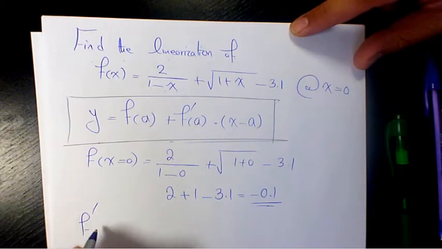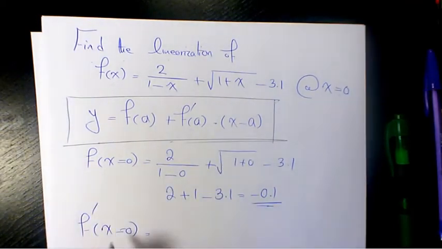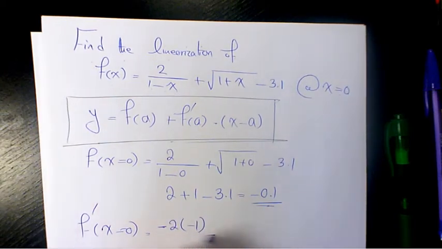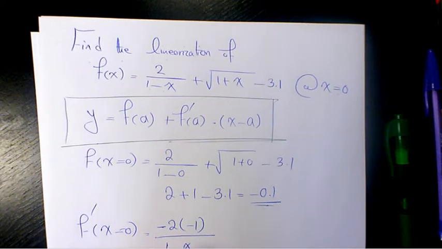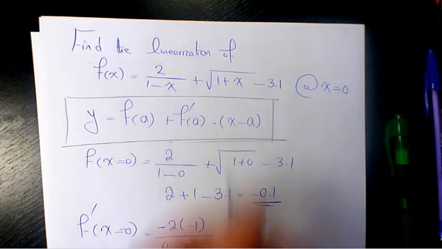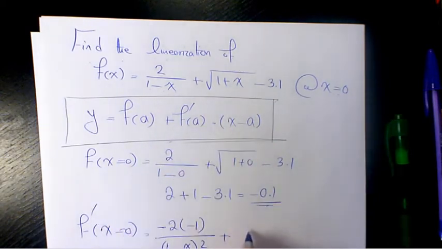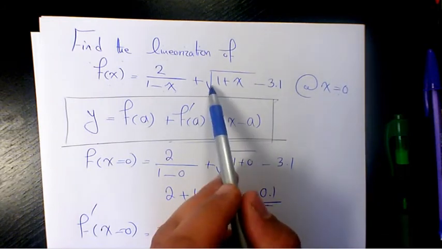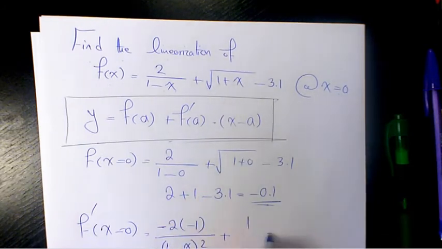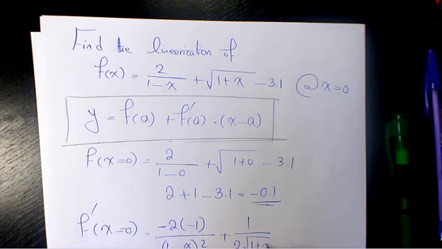Then you have f prime of x. The derivative of it is going to be negative 2 times negative 1 divided by (1 minus x) squared, plus the derivative of the square root of 1 plus x, which is going to be 1 over 2 root 1 plus x. The derivative of negative 3.1 is going to be 0.